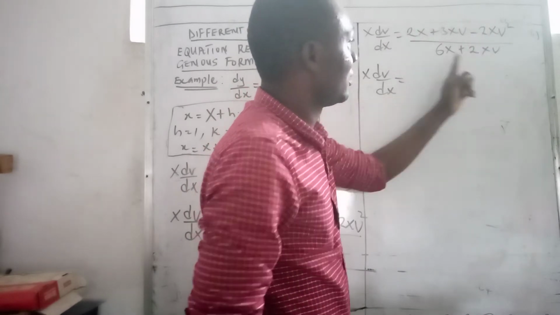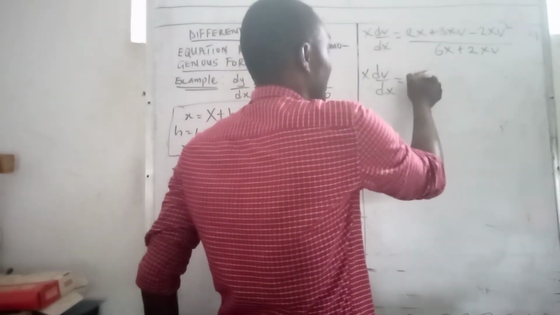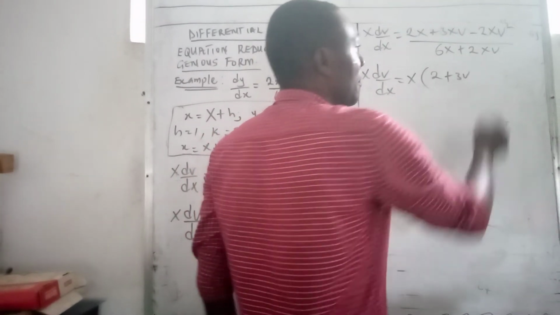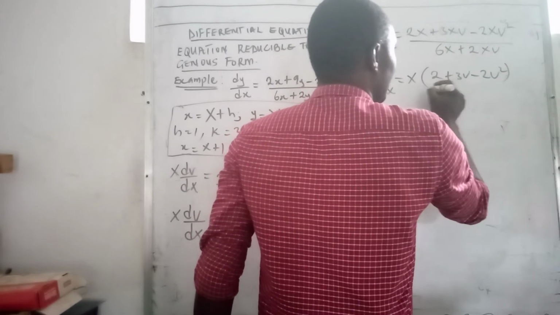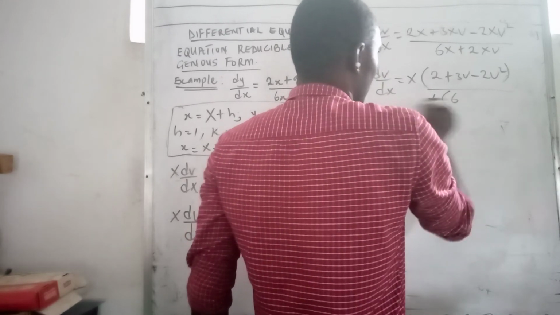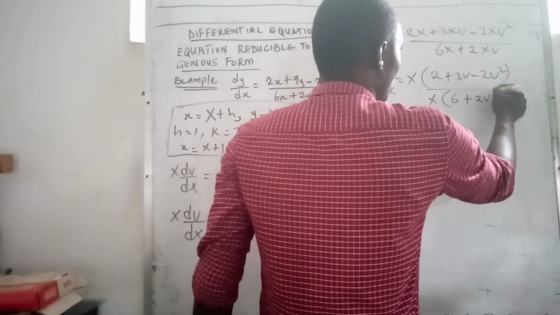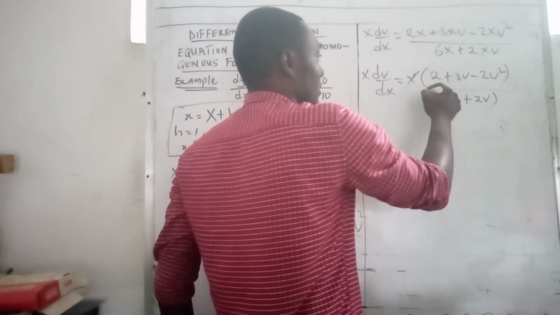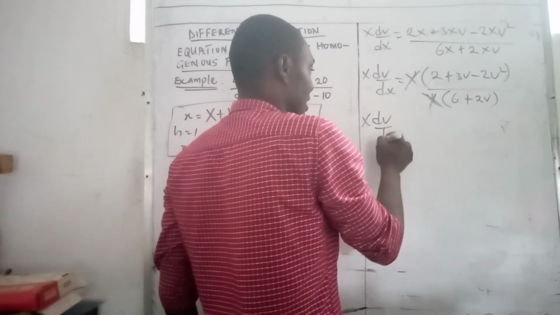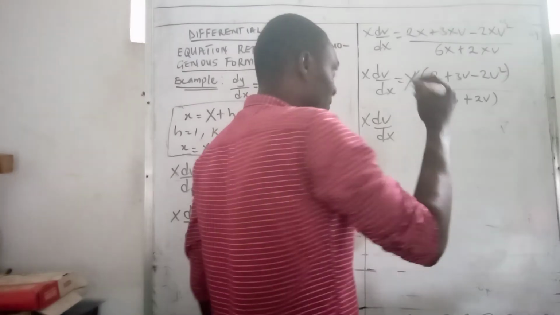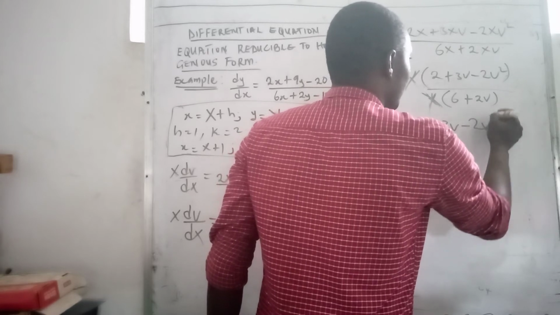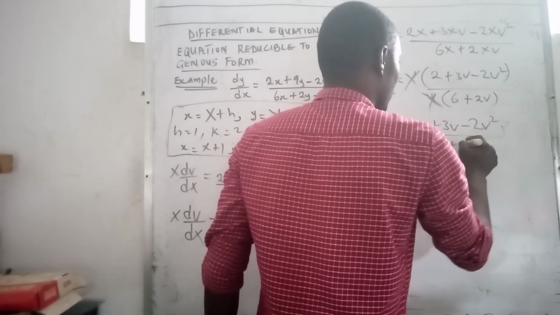Now let's see. I'm going to have x dv/dx equals, in the sense that x is common to this, this, and this. x is common to this too. So I'll bring out x into 2 plus 3v minus 2v squared, divided by x into 6 plus 2v. So this will cancel out this. This will cancel out this. So we are left with x dv/dx equals 2 plus 3v minus 2v squared all over 6 plus 2v.